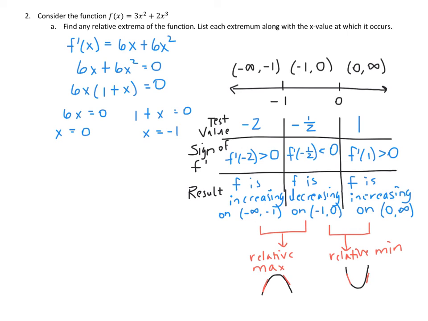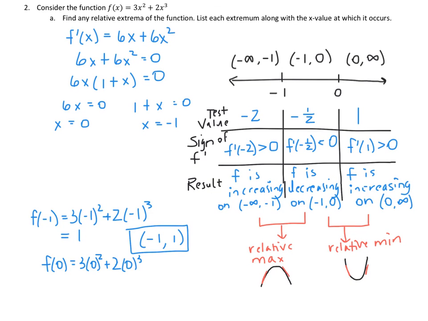Our critical values, or our x values, tell us where the relative extrema occur. Now we need to plug these x values into the original function to get the relative extreme values. If we plug a negative 1 into our original function, we end up getting 1 as our function value. So our relative maximum value is 1. If we want to write this as a point, we have negative 1, 1. Next, if we plug 0 into our original function, we get a function value of 0. So our relative minimum is 0. If we want to write that as a point, 0, 0.